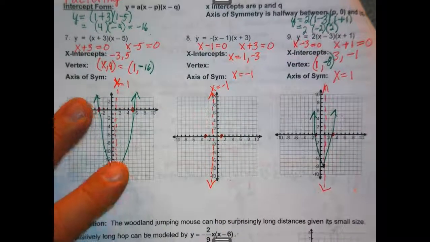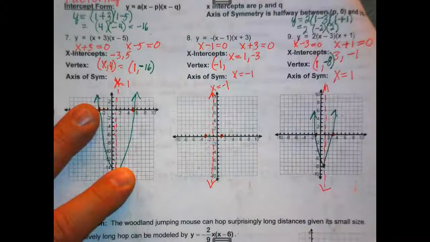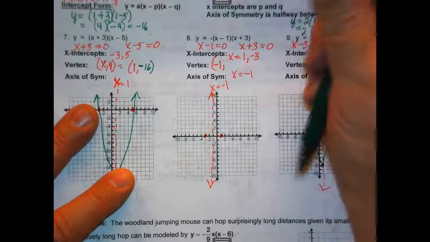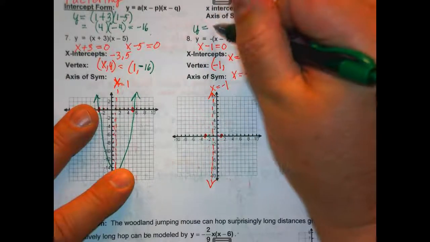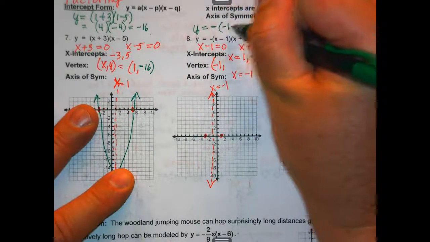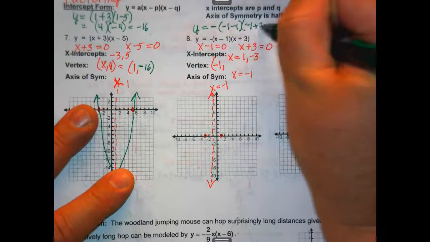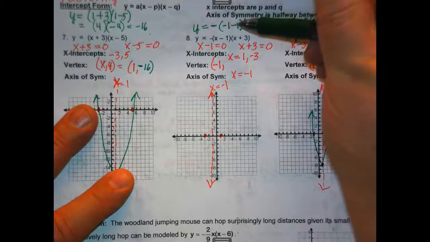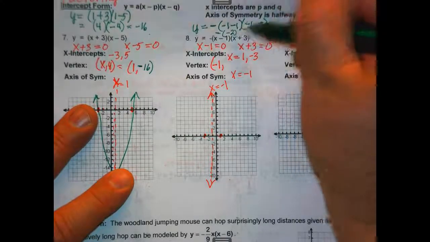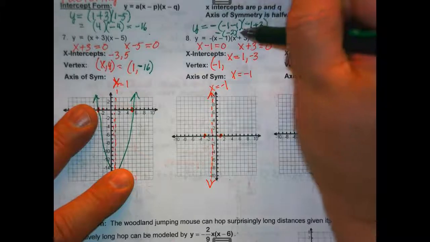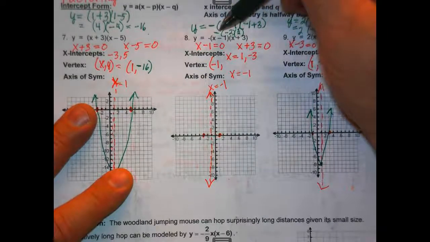Mr. D's easy way. Okay, that's also the x coordinate of my vertex. I have to find the y coordinate. So all I'm going to do is plug in negative 1 for x. So I have negative 1 minus 1 times negative 1 plus 3. So negative 1 minus 1 is negative 2. So I have negative 2 times negative 1 plus 3, which is 2. So 2 times negative 2 is negative 4. Take the opposite of that, that's 4.